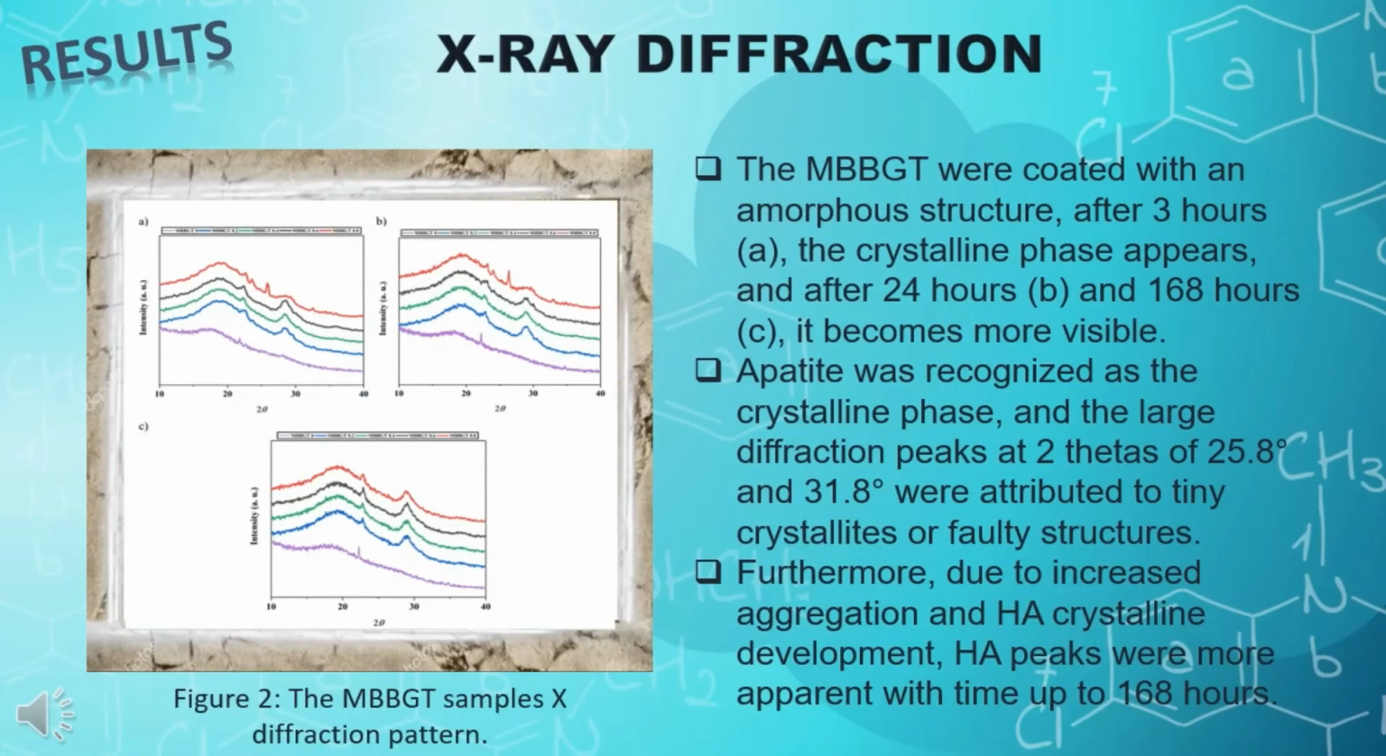The second analysis is X-ray diffraction. For all the MBBG2 samples, we see the amorphous structure after 3 hours and the crystalline phase appears after 24 hours and 168 hours, becoming more visible. The apatite was recognized as the crystalline phase, and the large diffraction peaks at 2 theta of 25.8 degrees and 31.8 degrees were attributed to the tiny crystalline HA structure. Furthermore, due to the increased aggregation of HA crystals developed, the HA peak appears more with time up to 168 hours.